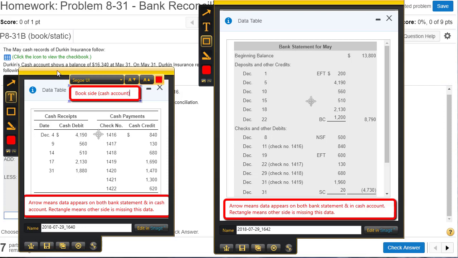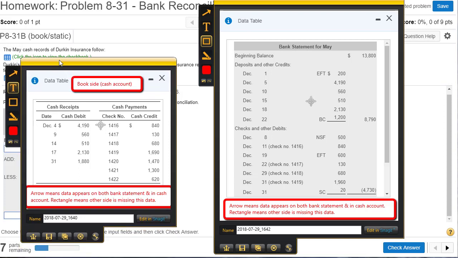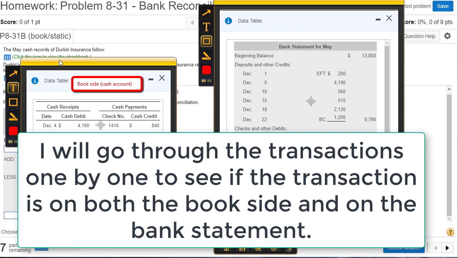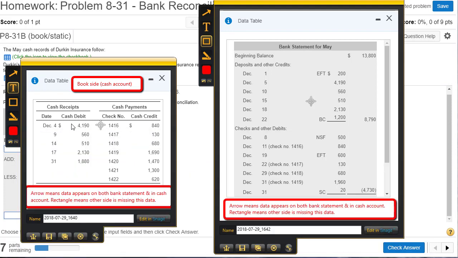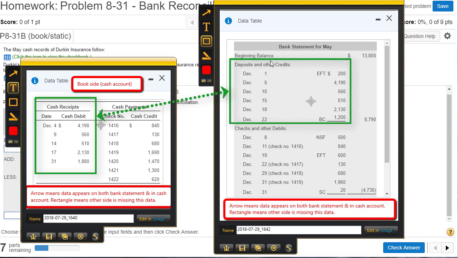So this is the book side, meaning it's the cash account of the company. What I'm going to do is go through here one by one and check things off. The first thing I'm going to look for is, now notice these are cash receipts, so these are deposits. So I'll be looking for these deposits over here in this deposit section.